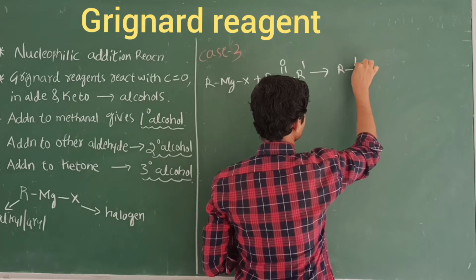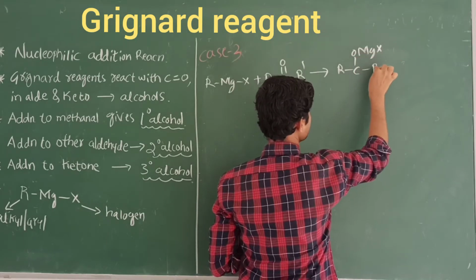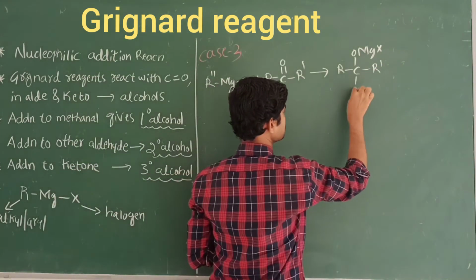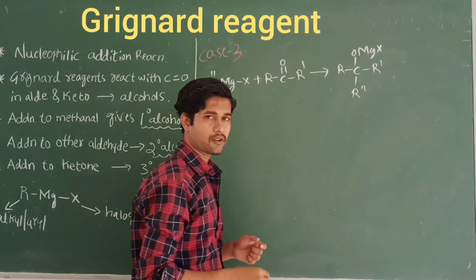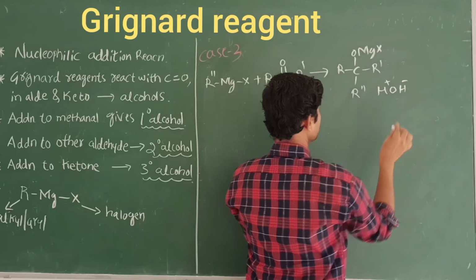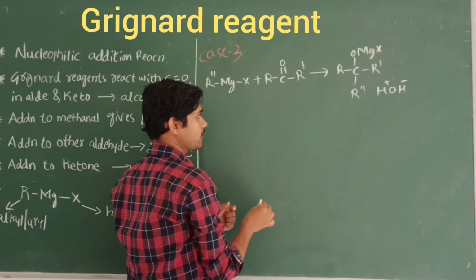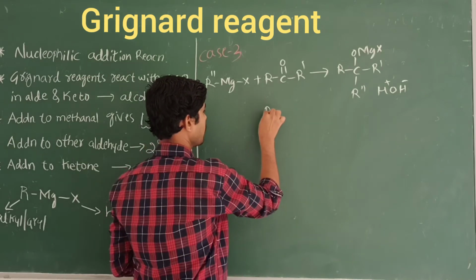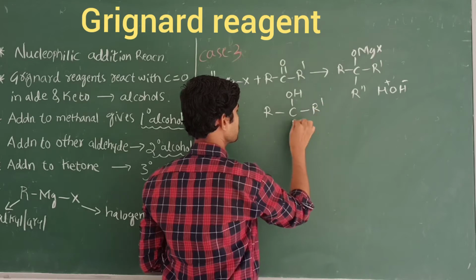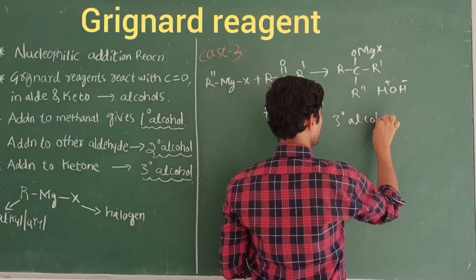R C OMgX and this is R dash; so as not to confuse, this is R double dash. On hydrolysis, that is with water, H plus will come and attack here, and MgX OH will be eliminated. So I write the product as R C OH R dash R double dash. Its name is tertiary alcohol.